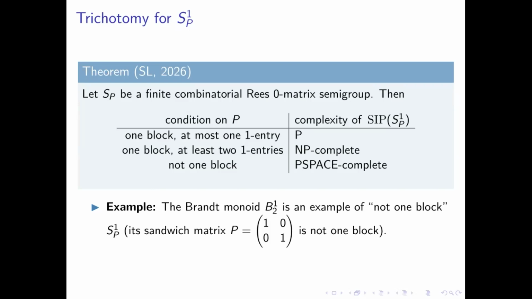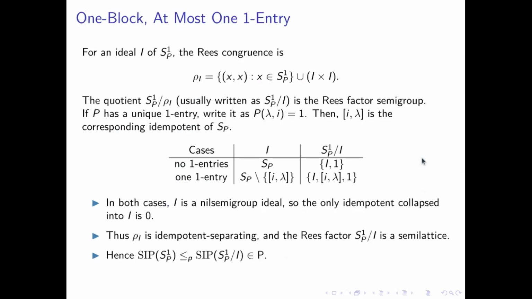Here is an example of S sub P to the 1. The combinatorial Rees zero matrix semigroup adjoined an identity, which is the Brandt monoid. And the Brandt monoid doesn't have one block, because you can see that the sandwich matrix of the Brandt monoid has two blocks. There's one here and then another one there. This doesn't form a rectangle. It's not one block.